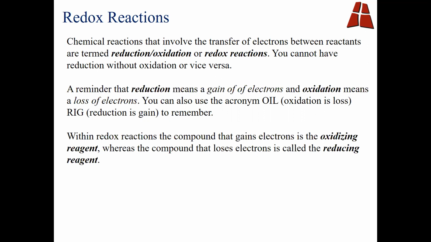Also within redox reactions, another way we could define things is that the compound that gains electrons is the oxidizing reagent. That means that the oxidizing reagent is reduced during a chemical reaction. And then, of course, the opposite is true, where our reducing reagent is oxidized. The reason we define things this way is that our oxidizing reagent is the thing that does the oxidizing, and thus it is reduced itself. I know that can be a little difficult to keep straight, but it's a good thing to practice with and remember throughout this chapter.